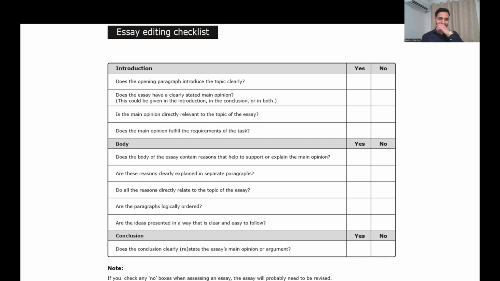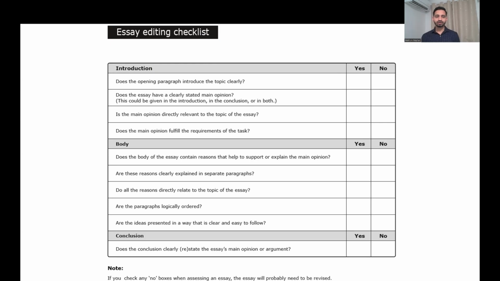Number 4, does the main opinion fulfill the requirements of the task? So it might ask you for a few things in your requirements, right? So you want to pay attention to the requirement of the prompt, and you want to think when you write your opinion, does it cover all of the requirements? That's also something that you should think of when you write your opinion in the introduction.